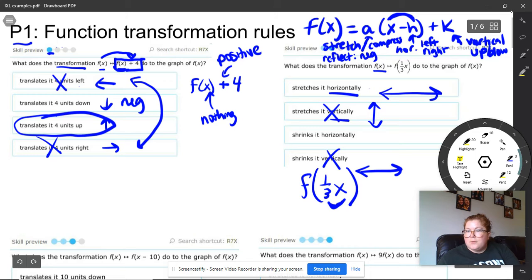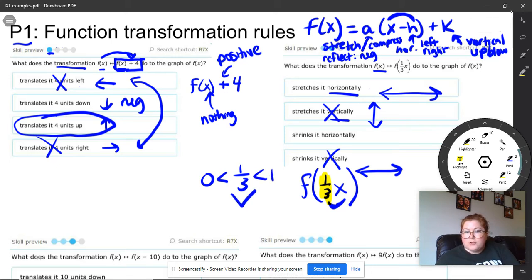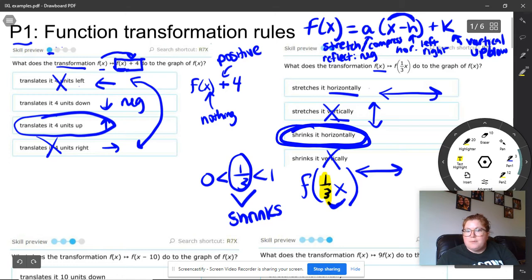Now, we need to figure out, what does 1/3 mean? Does that mean I'm getting bigger or am I getting smaller? Since 1/3 is between 0 and 1, then I know that it's going to be shrinking. So anytime you see a fraction here that is less than 1, then it is going to be shrinking horizontally. So that would be my answer. If my number was, say, 3 times x, then I know that 3 is bigger than 1. So then that would be a stretch.